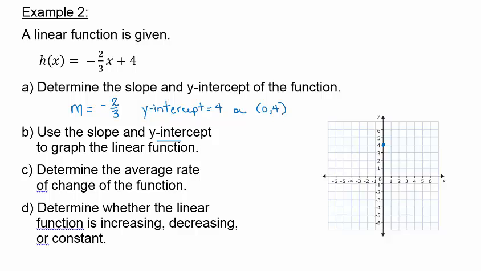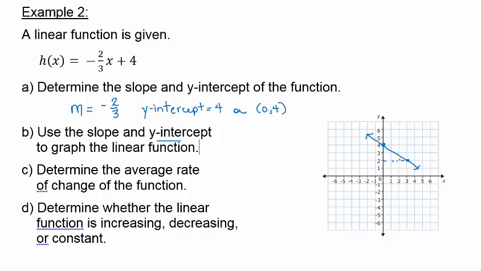Now we're going to use the slope to be able to graph this and find a next point. Because it's negative, we're going to slide down 2. So we're going to fall 2 units. Now we're going to run to the right 3. Our next point would be here. So now we can join those two to sketch out our line. And that illustrates the behavior of our linear function. Okay, so down 2, right 3.